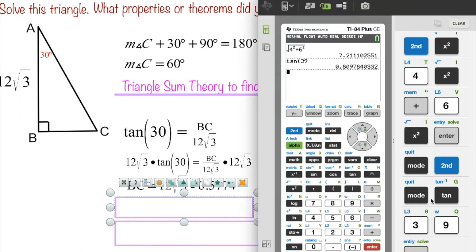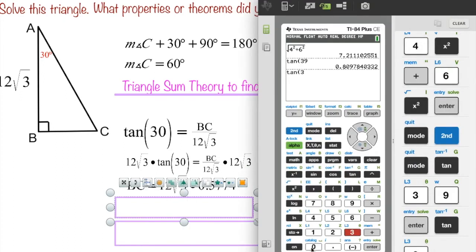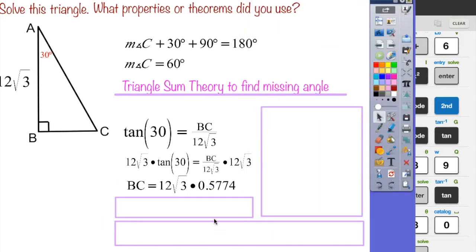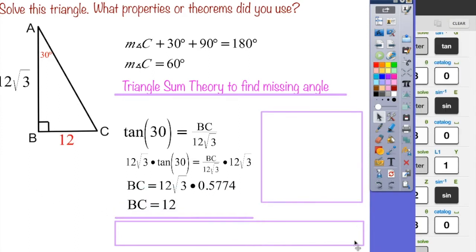Okay, if I type tangent of 30 degrees here, I get 0.57735, so I'm going to round up to 0.5774. Okay, so 12 square root of 3 times 0.5774 ends up being 12. All right, so now let's find our missing side AC.